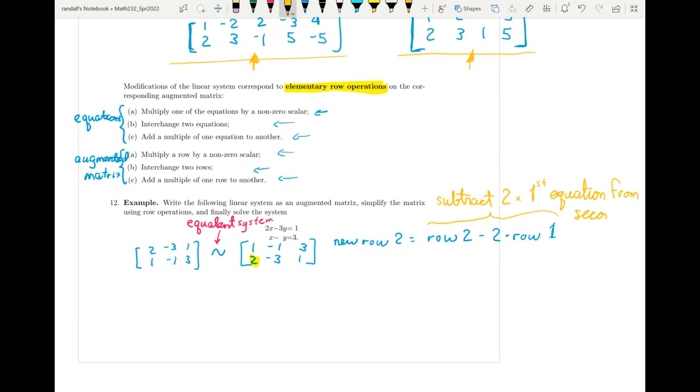Okay, so in terms of the augmented matrix, it means I've subtracted 2 times the first row from the second. So that's what I'm going to do to eliminate a variable. So now I get the equivalent system.